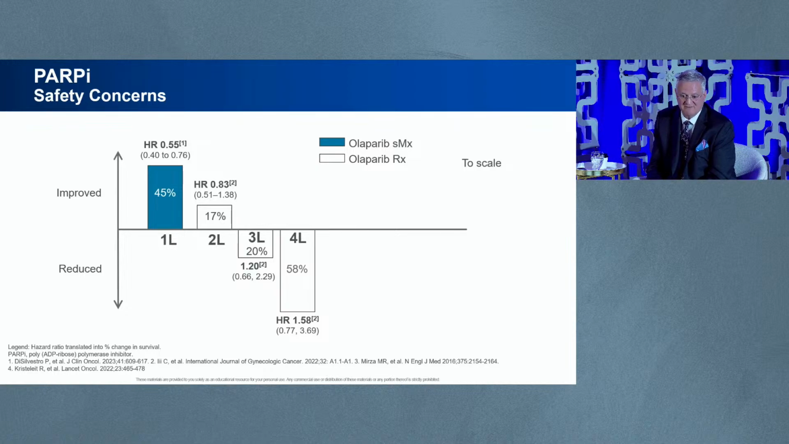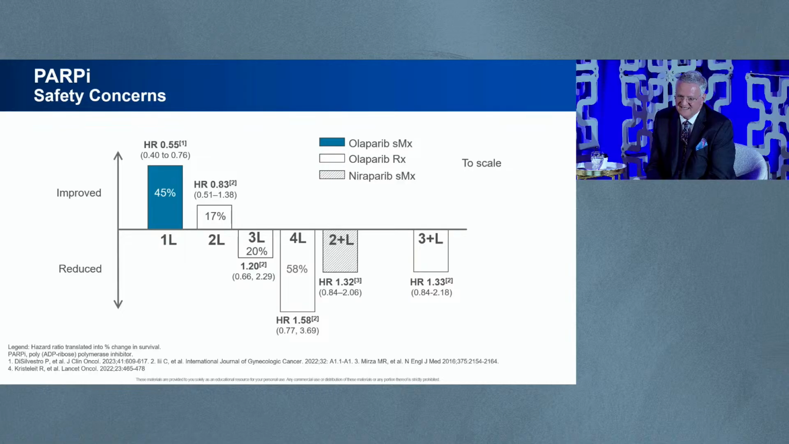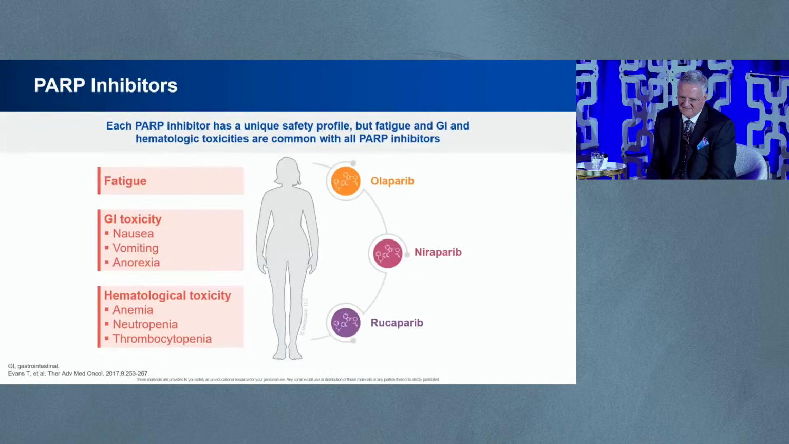Third line, a 20% reduction in overall survival and a worse hazard ratio. Fourth line, a 58% worsening of overall survival. And so if you sum that together, as we did in the publication in JCO, 3+ lines hazard ratio a third worse. That was almost exactly the same for niraparib and for rucaparib. And so really consistent hazard ratio is something that the FDA very much took notice of and appropriately chaperoned the withdrawal of indication.